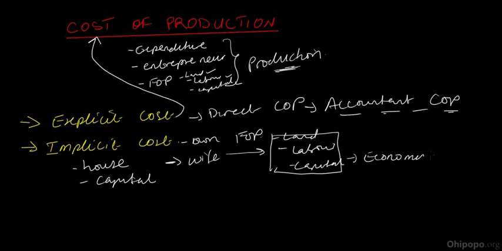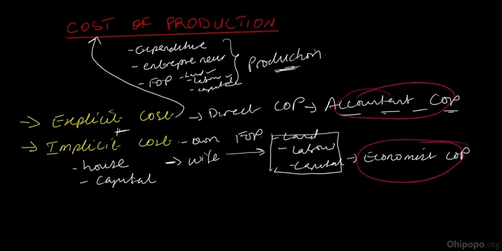The economist's cost of production. In fact, when we talk of the economist's cost of production, it will include both the explicit and the implicit cost of production. Now, let us look at a small practical example, and we're going to see how profit is calculated based on these two individuals, based on the accountant, and also based on the economist. If these two individuals are involved in a business, they will have different amounts of profit. Why? Because they incur different things as part of their cost of production.